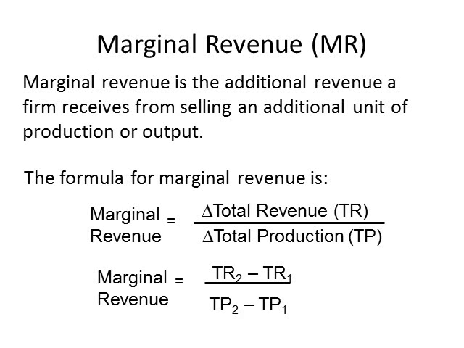Let's take a minute to look at the monopolist's marginal revenue. As you may remember, the marginal revenue is the additional revenue a firm receives from selling an additional unit of production or of output. The formula is the change in total revenue, total revenue 2 minus total revenue 1, divided by the change in total production, total production 2 minus total production 1. Remember that total revenue is abbreviated as TR and total production as TP.